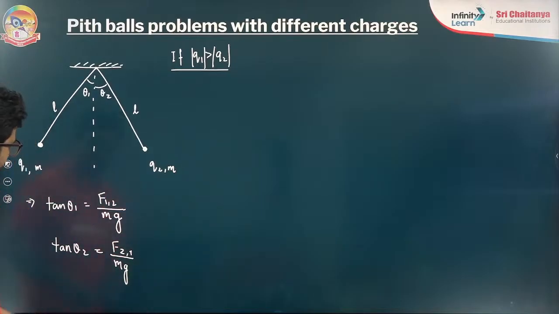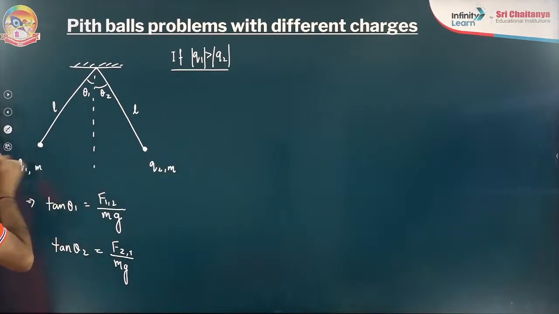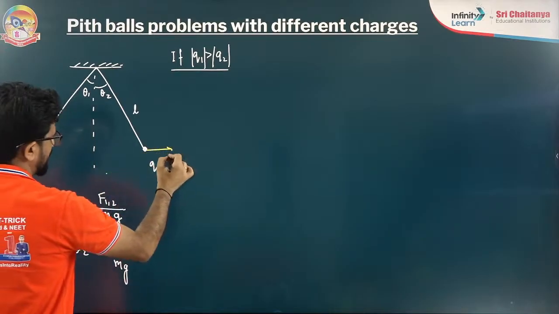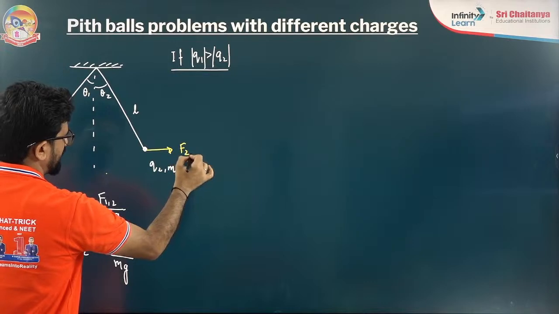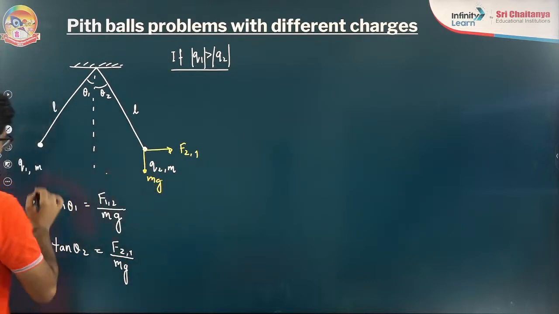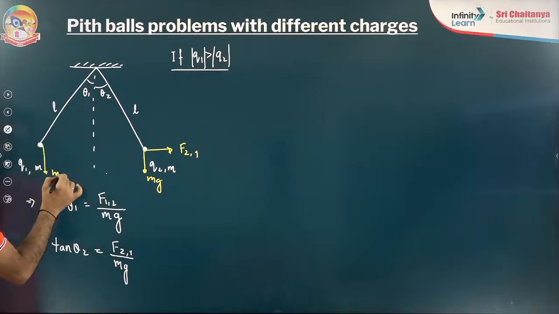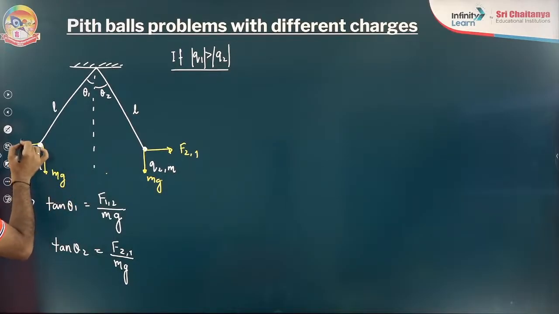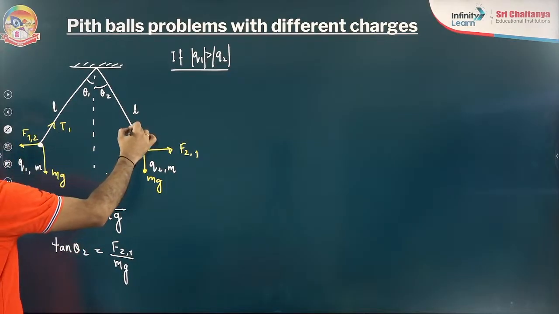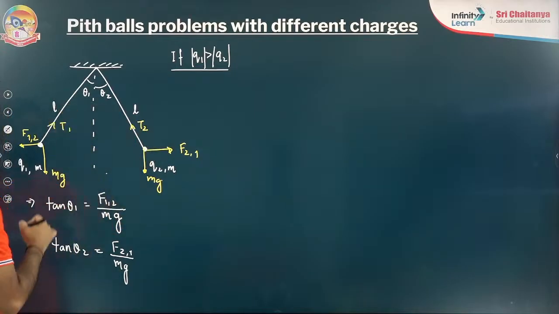Yes. Now, Saranya, beta, please check. Tan theta 1, there are two forces. What are the forces acting? One force is F21, and the downward force would be mg. Similarly, here one force would be mg and the horizontal force would be F12. This tension is, suppose, T1, and this tension you can say T2, no problem.